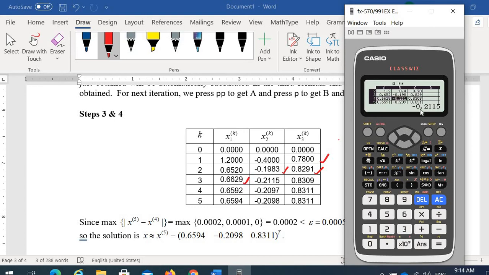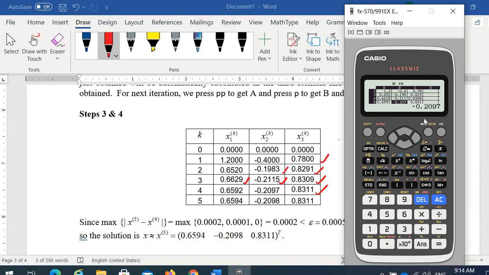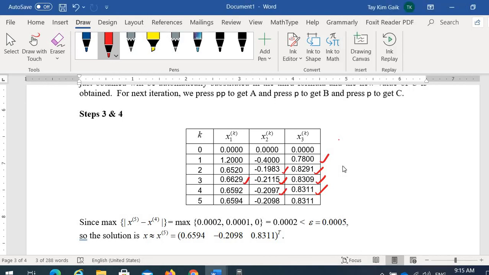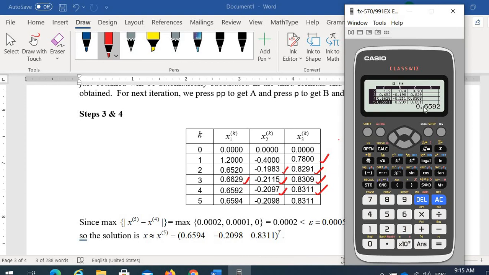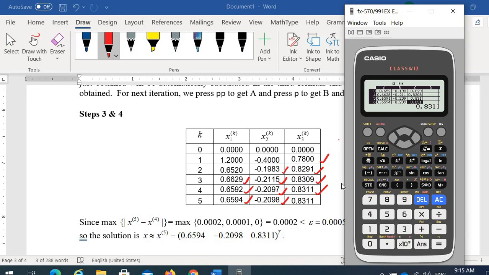Next one, negative 0.2115. Next, move to the next, 0.8309. Correct. This is 0.8311. Correct. Negative 0.2097. Correct. Over here 0.6592, so this is correct. Go down, 0.6594, so correct. Move to the right, x number 2: negative 0.2098, so correct. 0.8311. Correct.